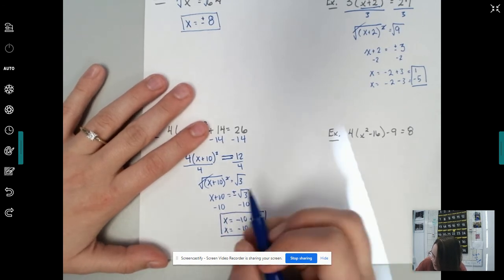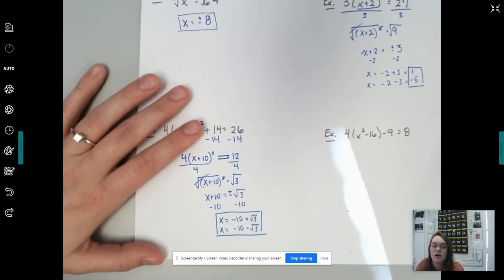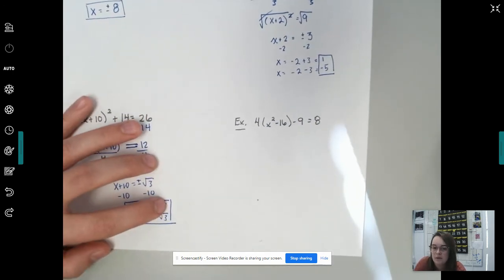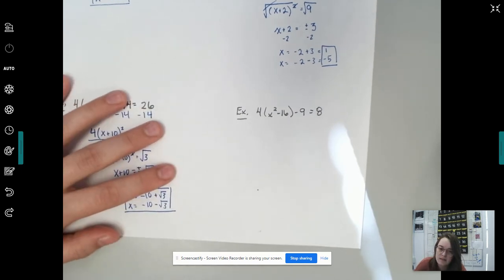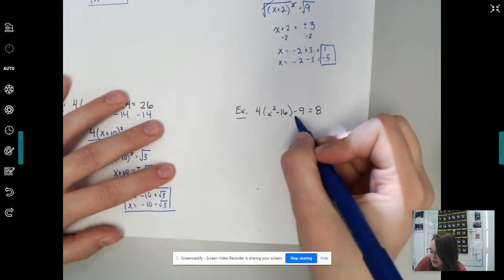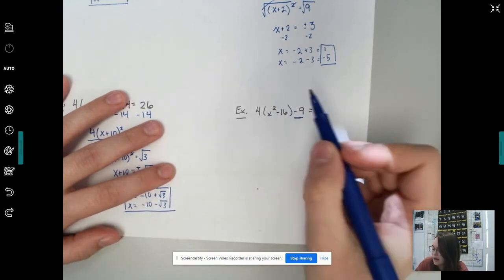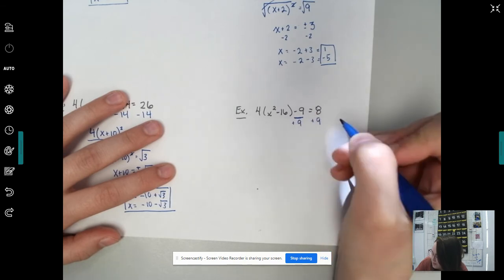You can also keep this as x equals negative 10 plus or minus the square root of 3. It just depends how your teacher wants it, or how Delta Math wants it, or how whatever platform you're working on wants it. Okay, so we have one more. So we see this something out here is subtracted, so we're going to isolate this term first by, first of all, adding this to both sides. So we're going to do plus 9.